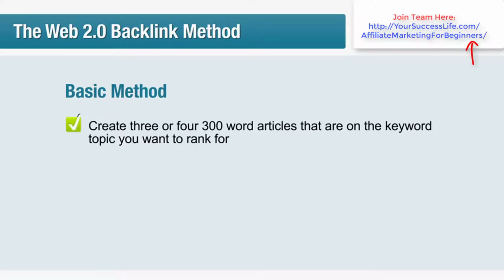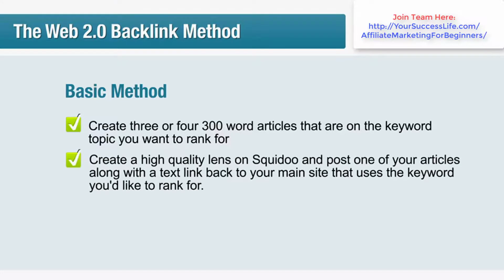Create 3 or 4 300-word articles that are on the keyword topic you want to rank for. Make sure these articles have compelling titles which include the main keyword. Also make sure the keywords are in the opening and closing paragraph and once or twice throughout the body text. The content needs to have a purpose and direct readers to take action. Create a high-quality lens on Squidoo and post one of your articles along with a text link back to your main site that uses the keyword you'd like to rank for.